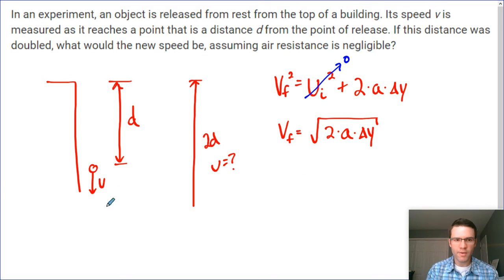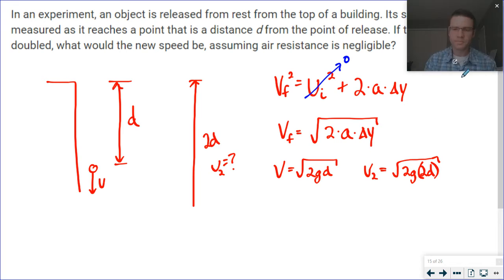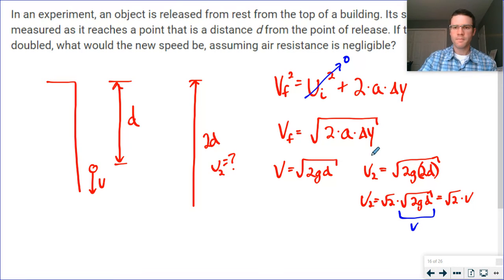Well, I can plug in my values from my first case here. If you plug in your values for your first case, you get this velocity down here is the equation square root 2 times g times d. I've just fallen the distance d. Well, my second velocity, we'll call it v2 now. v2 is going to be square root of 2 times g times, now my distance is 2d. And if you plug in 2d here and you solve this, you can bring that extra 2 out and rewrite it like this.